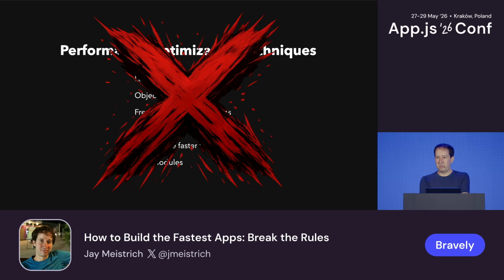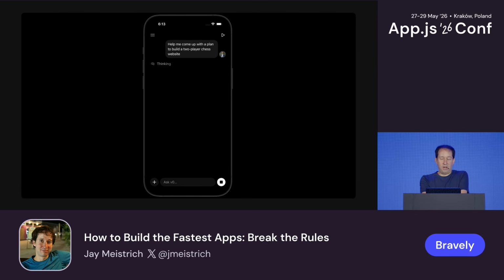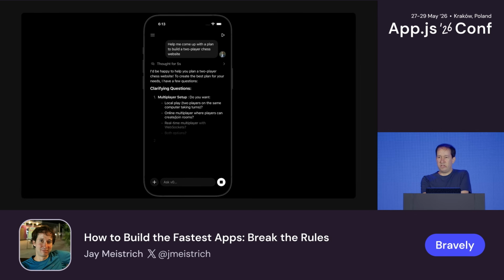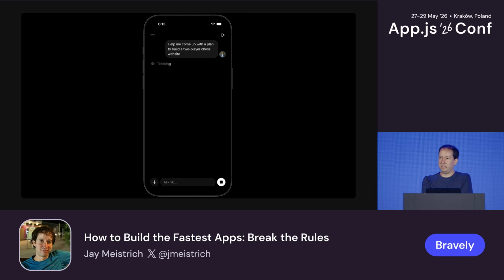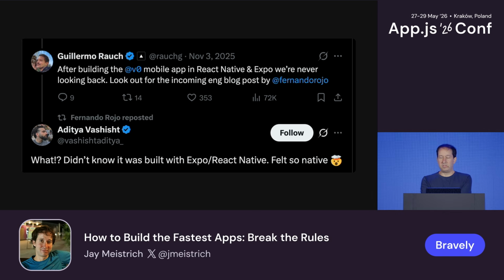Today we're talking about completely rethinking app architecture. I want to talk about making apps that are really fast. Not just fast for a React Native app, better than native. I worked with Fernando Rojo on animations and list performance for Vercel's V0 iOS app. It's a beautiful AI chat app that just feels incredible to use. When it was announced, people couldn't believe it was React Native because it felt so good.